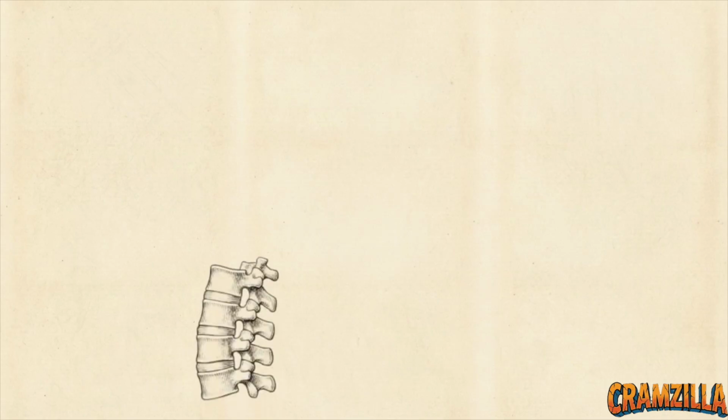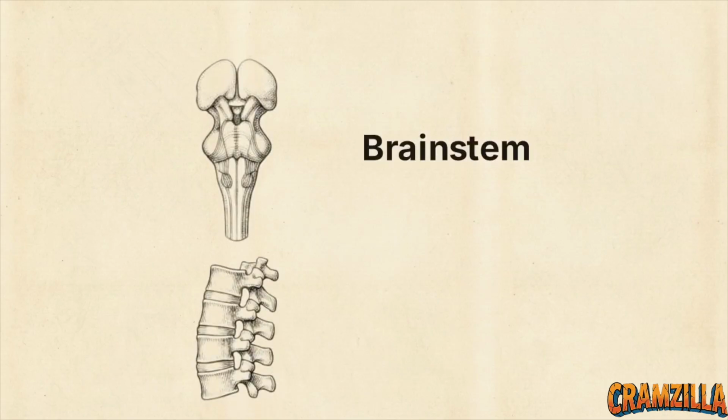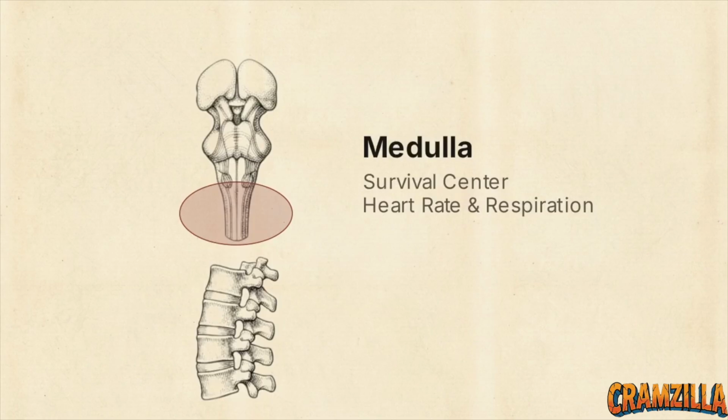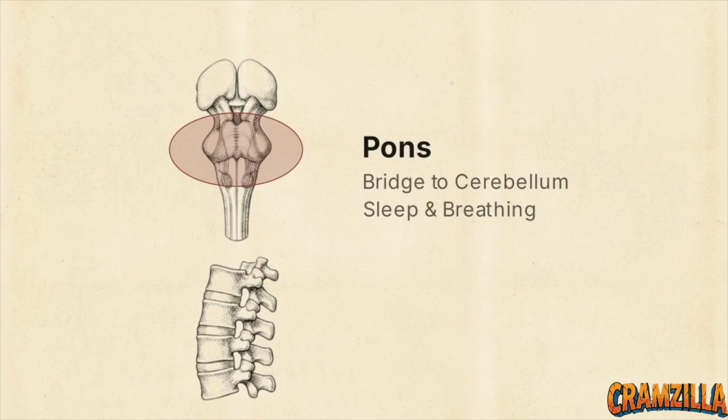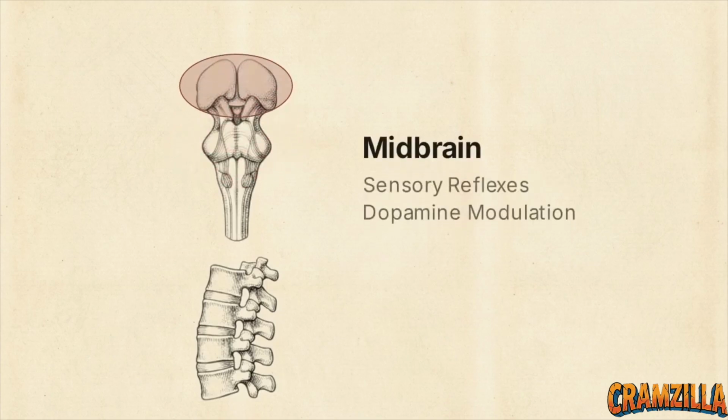Sitting atop the ascending and descending tracts of the spinal cord is the brainstem, consisting of the medulla, pons, and midbrain. The medulla acts as the primary survival center, driving baseline respiration, heart rate, blood pressure, and managing reflexes like swallowing and coughing. Moving superiorly is the pons. This physical bridge to the cerebellum houses facial nuclei and regulates breathing and sleep. Capping the brainstem is the midbrain, managing visual and auditory reflexes, housing cranial nerves 3 and 4, and modulating dopamine.